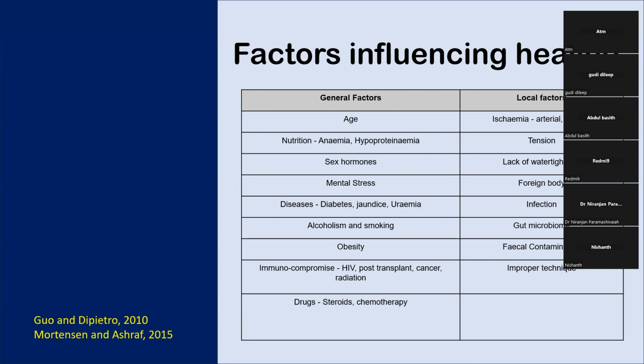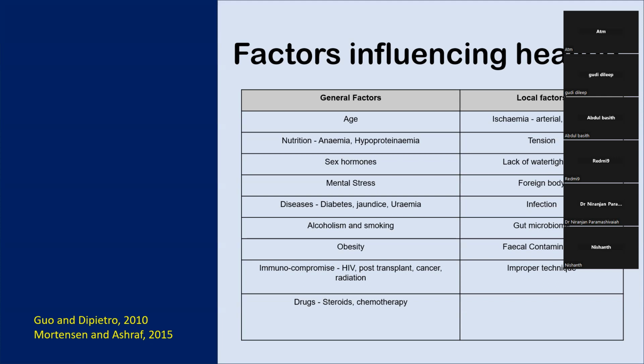Theoretically, you can't choose the age of your patient, but be aware that if somebody is older, there's a higher chance of a leak. Nutrition, I think, comes next. Hormones, even stress has been shown to have an effect. Diabetes, alcoholism, smoking is bad, obesity is bad, immunosuppression you mentioned, steroids and chemotherapy. And the local factors: ischemia is the main thing that we address, and we'll come to that later in the discussion.